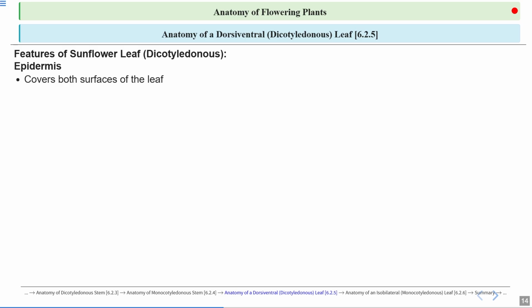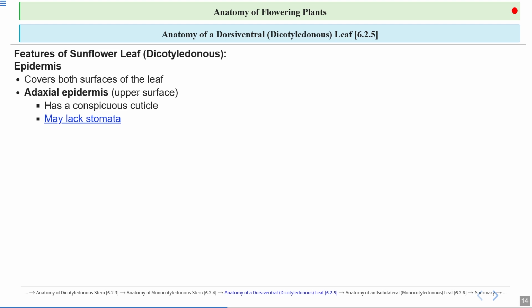Okay. Coming to the leaf structure. Now we will study the anatomy of the dorsiventral, meaning dicotyledonous, leaf. Epidermis covers both surfaces of the leaf. Epidermis is present on the upper surface as well as the lower surface.